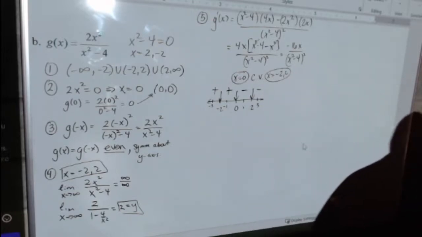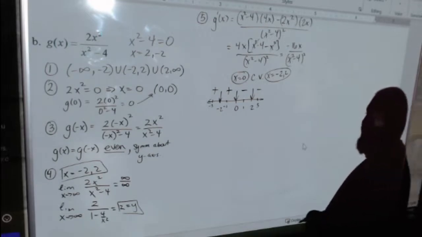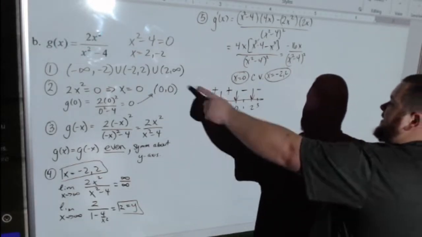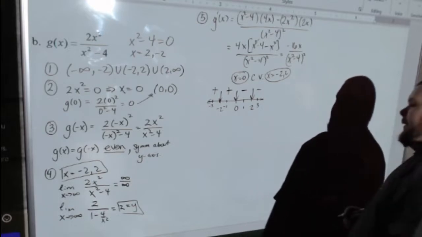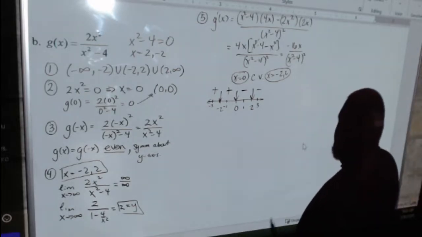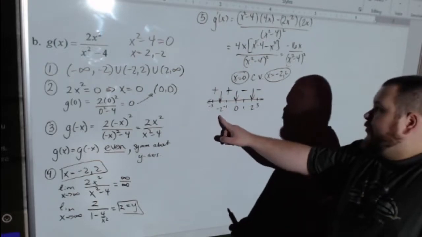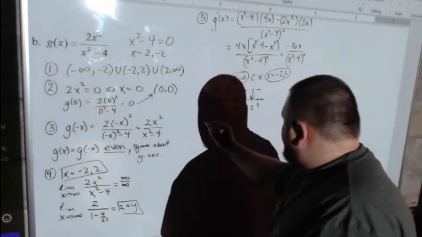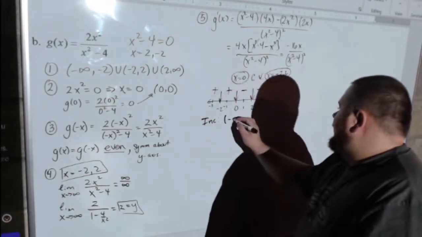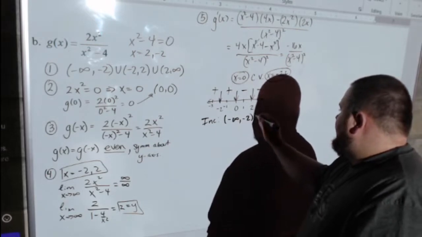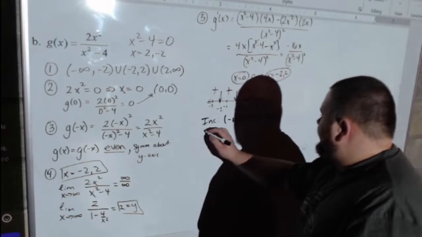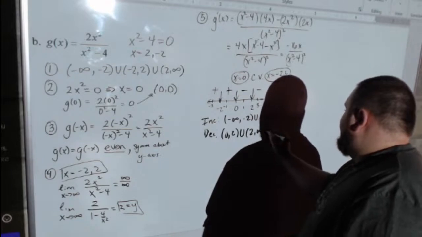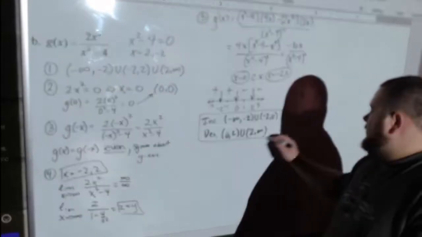I'll tell you right now, the biggest thing I see at this point is that students go, oh, well, this is all positive, so I'm just going to say increasing from minus infinity to 0. However, you can't do that because negative 2 is an asymptote. So you have to write it as increasing from minus infinity to minus 2 and from minus 2 to 0. And then it's decreasing from 0 to 2 and 2 to infinity. So we need that information.